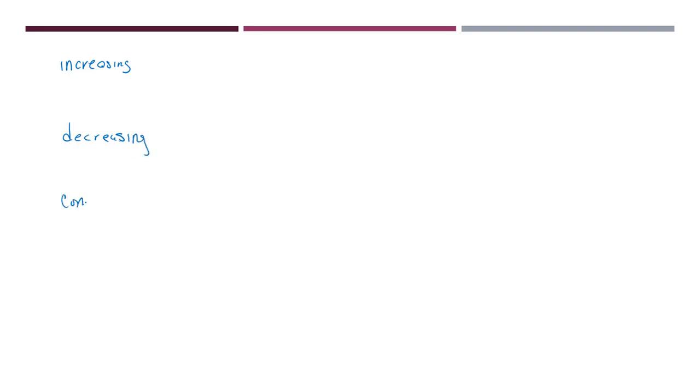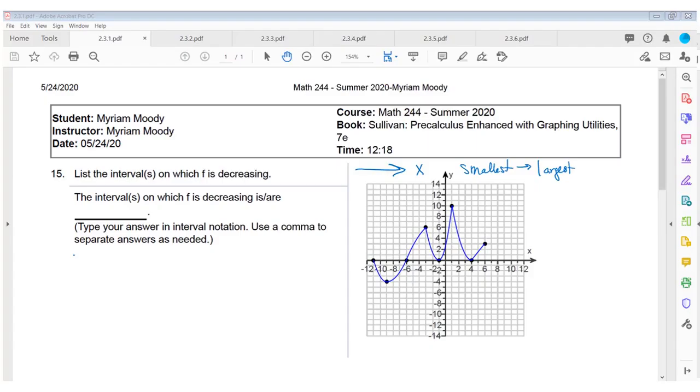And where it would be considered constant. Okay, so let's take a look at this graph. Let's first find where it's increasing. When we start off reading from the left, we notice that the first thing it's doing is decreasing, isn't it? Okay, so I'm not looking for decreasing, I'm looking for increasing.